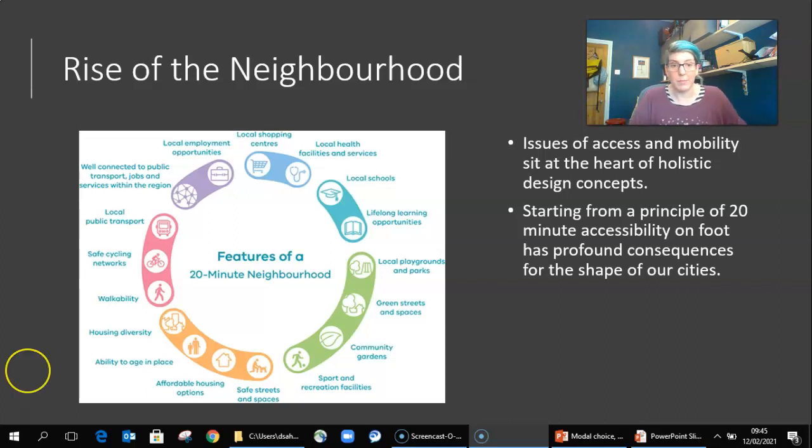And this idea of the 20-minute neighbourhood, which, as I referenced in a previous presentation, and there are resources in the resource section of Blackboard on this. This idea of 20-minute accessibility on foot within the neighbourhood of all of these different key services has really profound consequences for how we design and shape our cities. If we're actually thinking that people need to be able to access this whole range of things within a 20-minute walk, that changes our transport needs quite fundamentally.